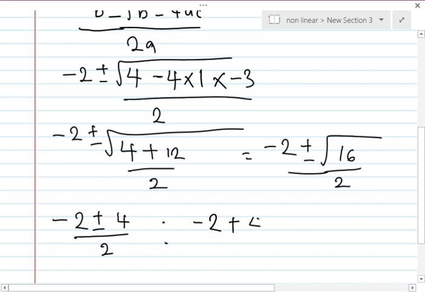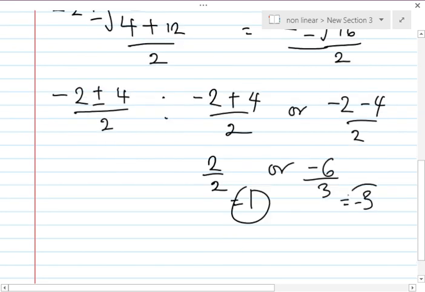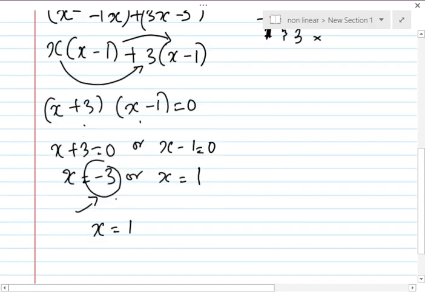Okay, so let's add up. Minus 2 plus 4 will give us 2 over 2, which when we divide through, I have 1. Minus 2 minus 4 gives us minus 6. Minus 6 over 2 gives us minus 3. Are you seeing? All of them give us the same answers. This is our root, from the formula method to the graphical method down to the factorization method. This is all. This is our roots.